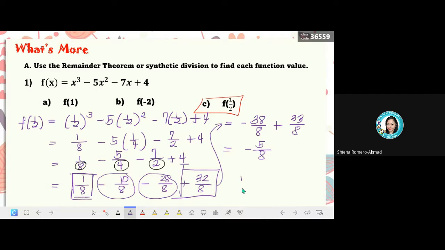So we have negative 5 over 8. So what is the remainder? Remainder now is negative 5 over 8. So dahil ang f of 1/2 natin ay negative 5 over 8, therefore the remainder is negative 5 over 8. So ganyan po yung paraan on how to get the remainder using the remainder theorem. So meron kayong dalawang choice. Pwede kayong mag-synthetic, pwede kayong mag-remainder theorem para makuha nyo yung remainder.